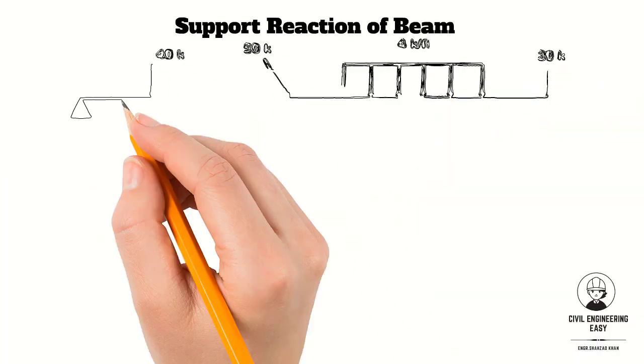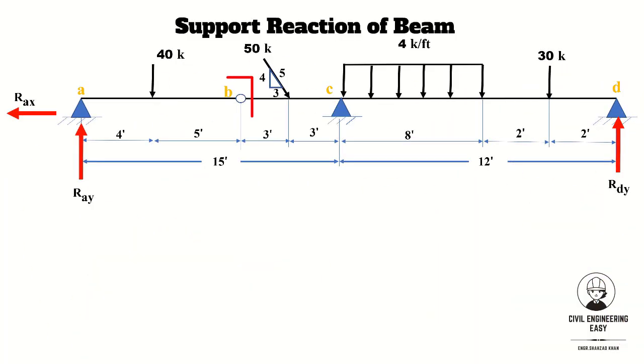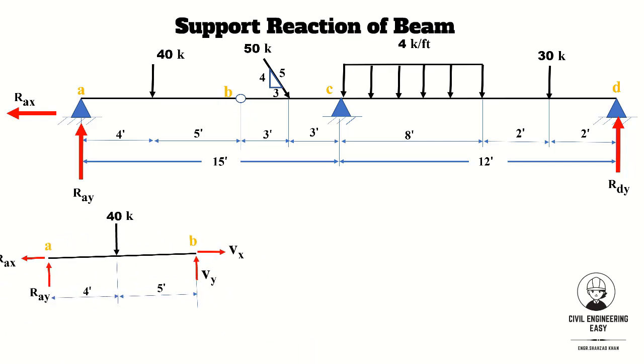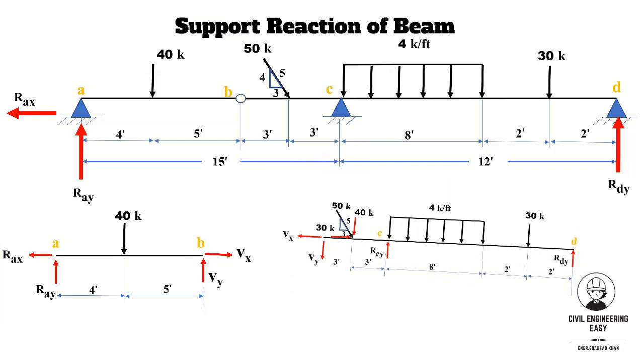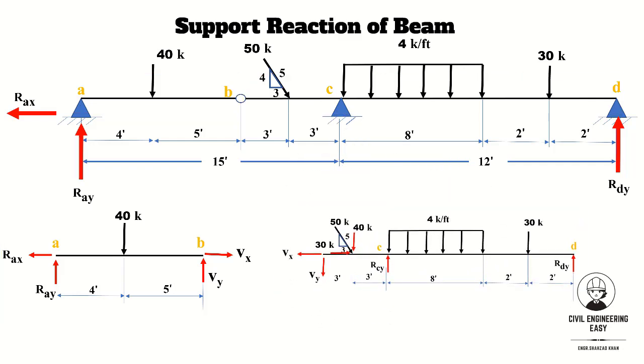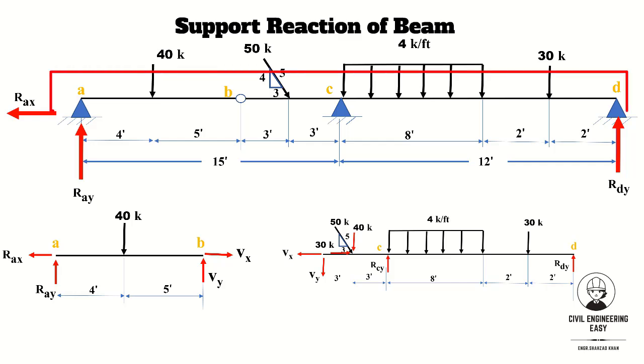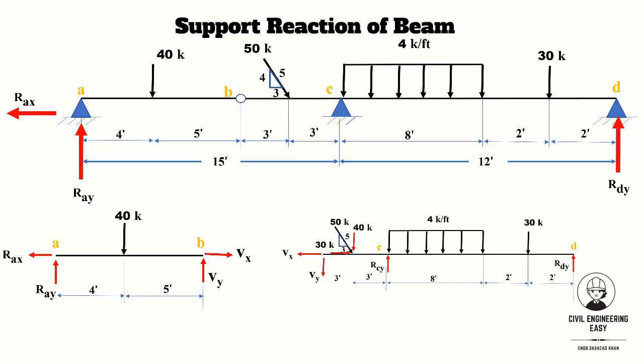Let's separate the entire beam at the point of the internal hinge. Let's say we have a beam ABCD and it is hinged at point B. We will separate this beam into two parts about this point B. We will discuss AB separately and we will discuss BD separately. So what we have done here is just separate the entire beam into two parts about the point B, which was our internal hinge.